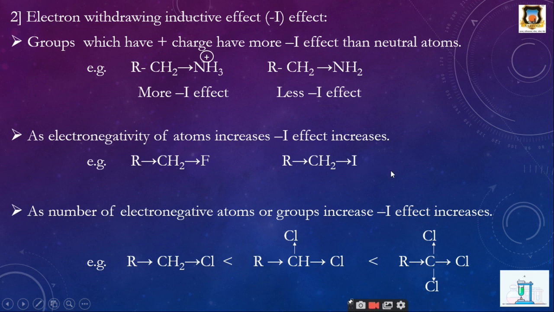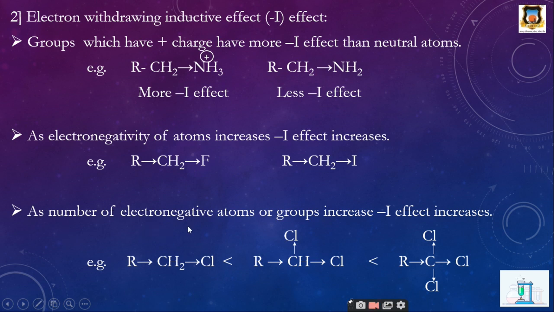In this case, fluorine and iodine are halogens, and the electronegativity increases up the group. That is, fluorine is more electronegative than chlorine, chlorine is more electronegative than bromine, bromine is more electronegative than iodine. Therefore, fluorine has the highest electronegativity, and in comparison with iodine, fluorine exerts a greater minus I effect, because iodine is less electronegative. Iodine exerts minus I effect, but it has less minus I effect than fluorine.